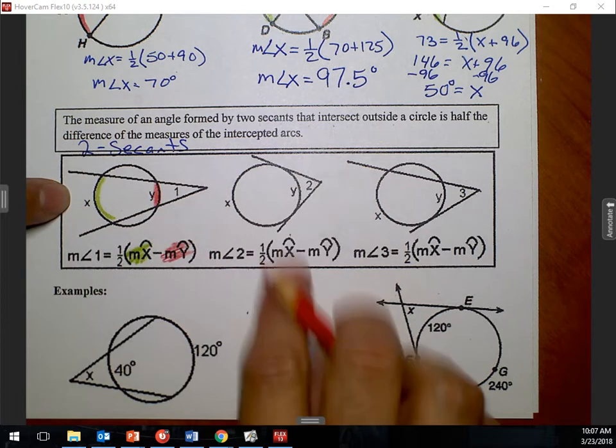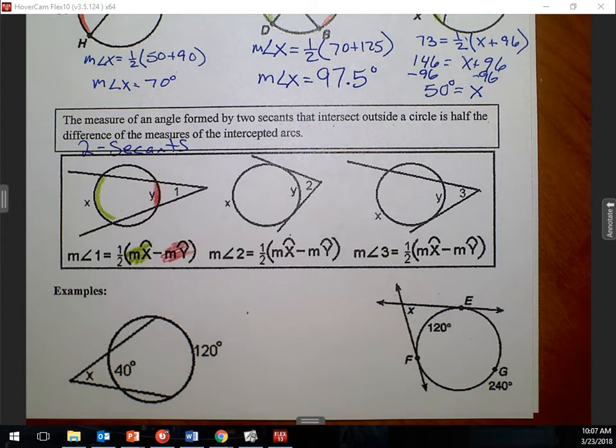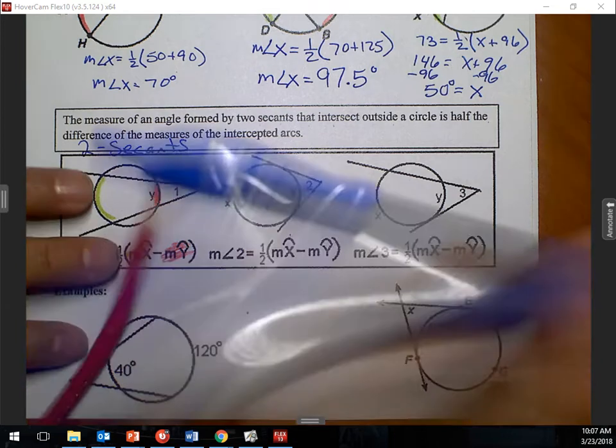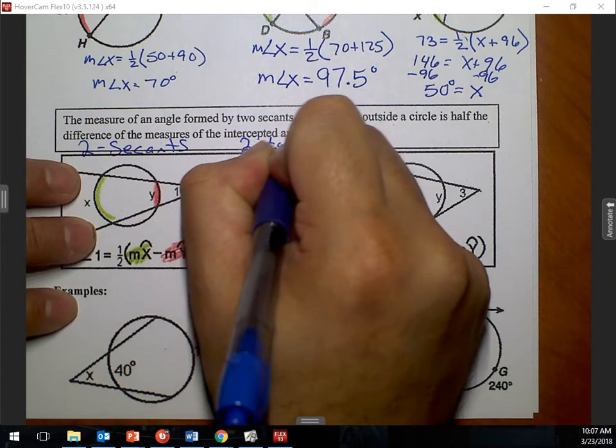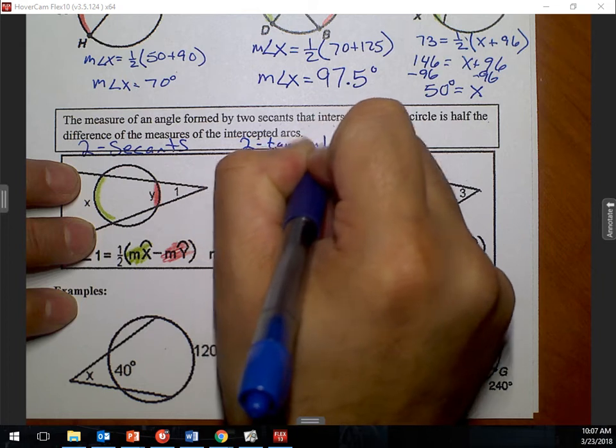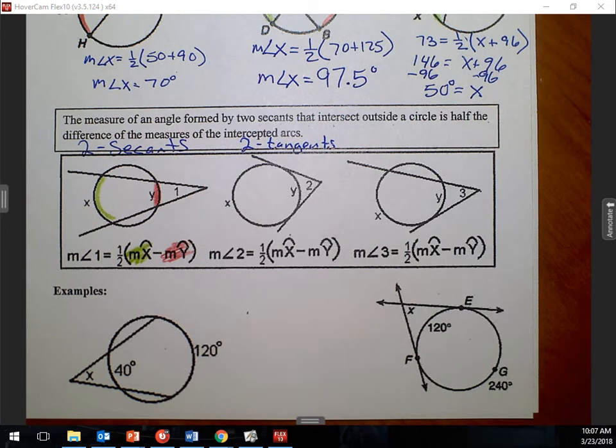All right, so now let's take a look at this one over here. I'm going to take a look at the next one. The next one, I'm going to label it. That one's going to be 2 tangents. So I have 2 tangents on this next one.